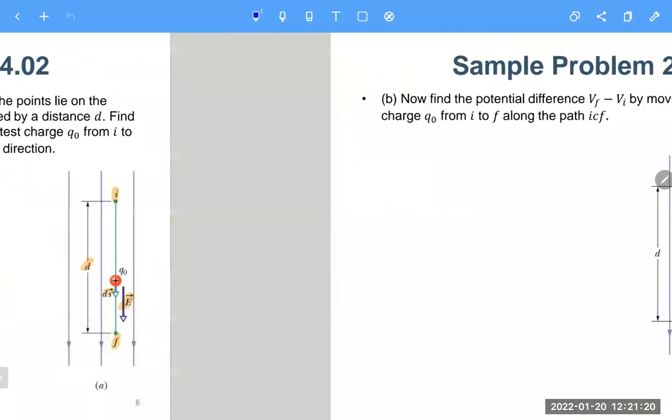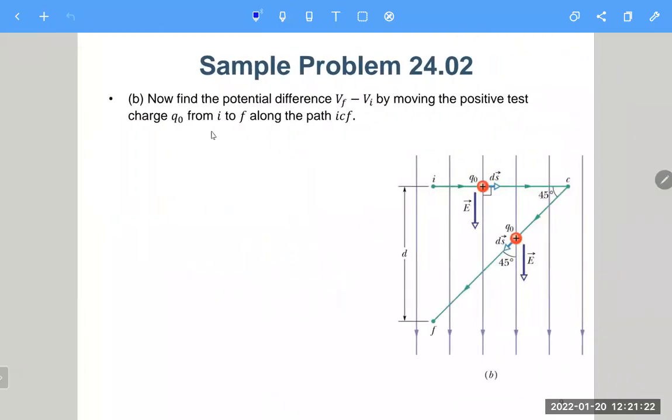Okay, so next, for part B, we consider a different path. We move from I to C to F. These two points don't change, and we have a middle point somewhere here. Now we consider the potential difference, Vf minus Vi, by moving the positive test charge from I to F along the path ICF.